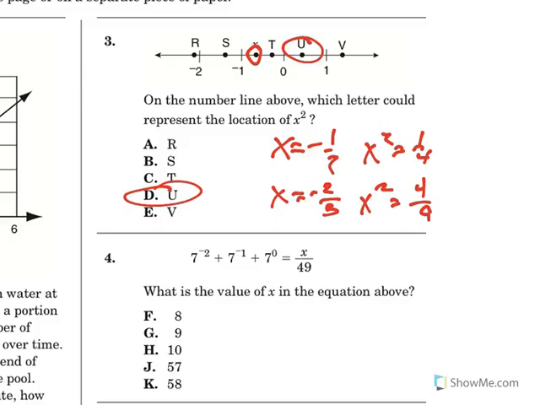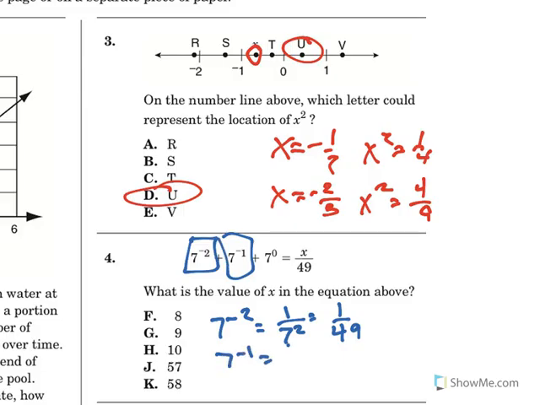For the next one, make sure you brush up on your negative exponents. We see negative exponents pretty rarely on the 8th grade SHSAT, but we see it a little bit more here. They expect you to know that 7 to the negative second is, remember, a negative exponent is just a reciprocal, so that's going to be 1 over 49. We know that 7 to the negative first is 1 divided by 7, so 1/7. And of course, any non-zero number to the 0 power is equal to 1, so 7 to the 0 is equal to 1.